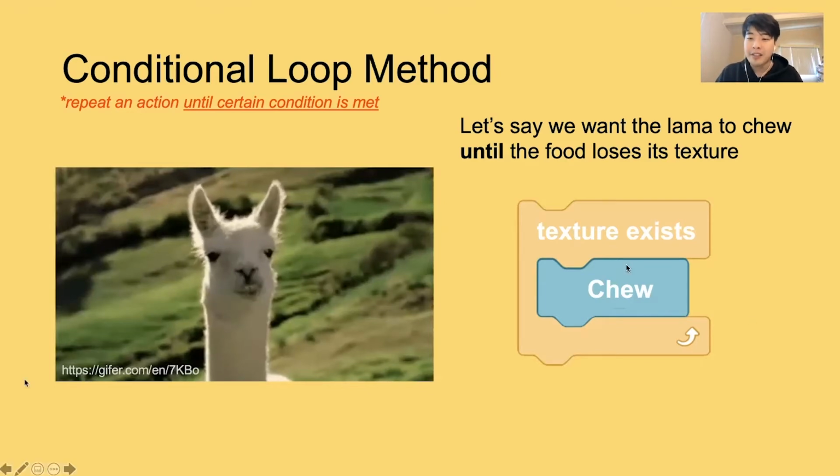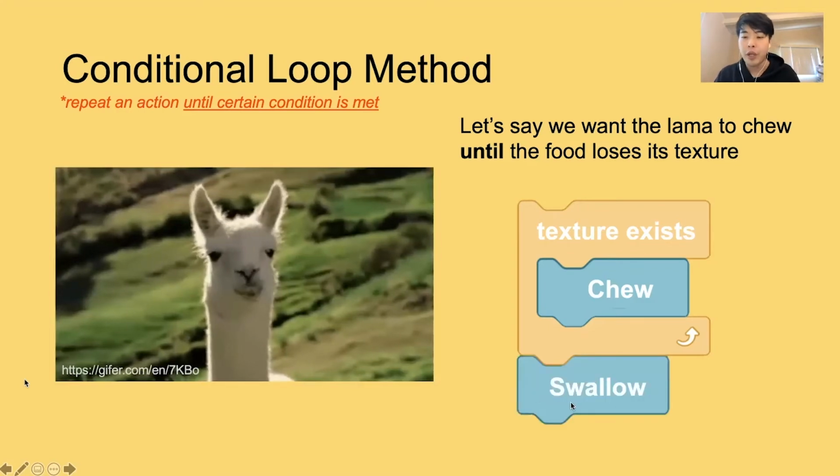So what it does is this: the llama chews its food, and the texture is still there. Chews, and it's still there. Then chews, and the texture is still there. Chews again, and now there's no longer texture. So it goes back and asks, is there texture in the food? The answer is no. Then it will bypass chew and go to the next step, which is swallow its food. So that means in a conditional loop, what's inside will run only if the condition is met. If the condition is not met, it will escape. Got it? Hopefully that makes sense. If not, pause the video and think about it, okay?